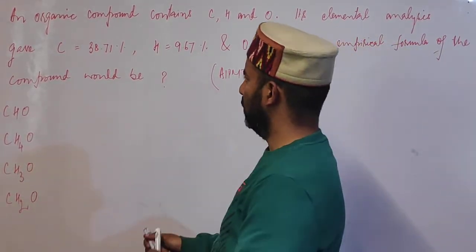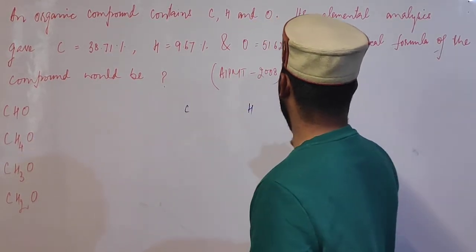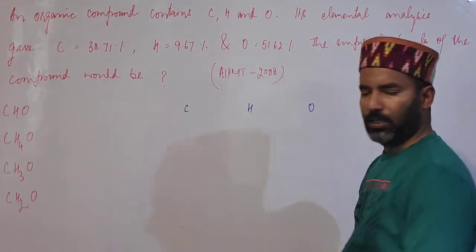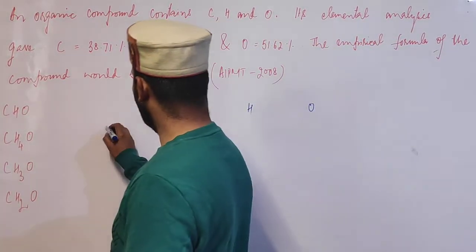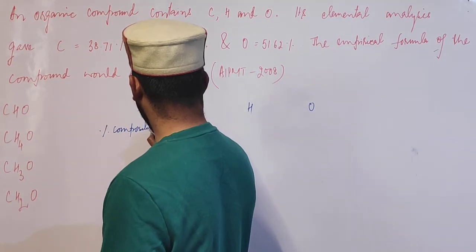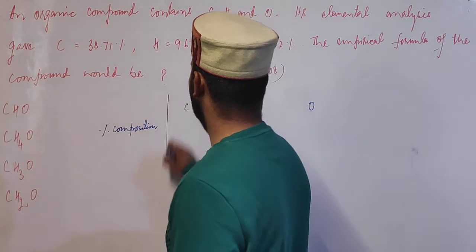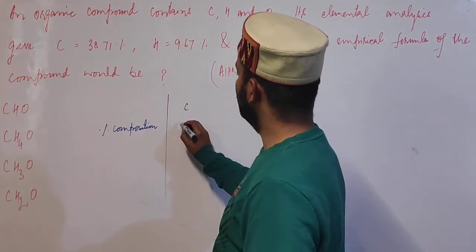So we have to find empirical formula from the percentage composition. So students, the first step is that we write all the constituent elements of that compound. Now then we write their percentage composition. So percentage composition is carbon is how much? Carbon is what?